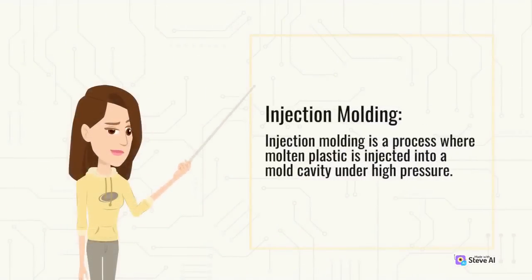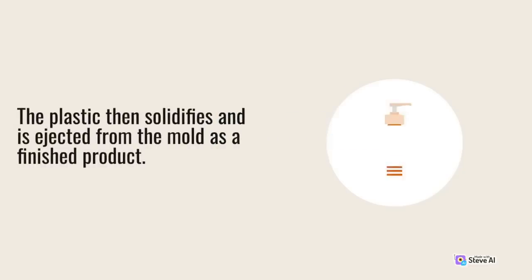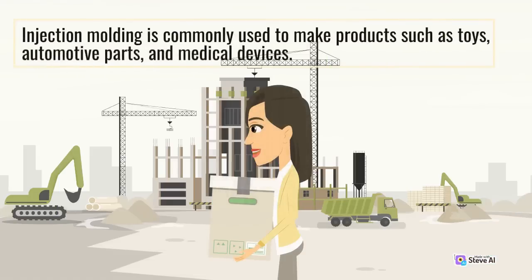Injection molding. Injection molding is a process where molten plastic is injected into a mold cavity under high pressure. The plastic then solidifies and is ejected from the mold as a finished product. Injection molding is commonly used to make products such as toys, automotive parts, and medical devices.